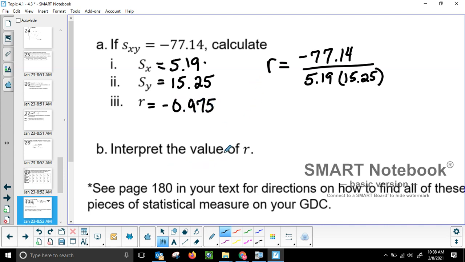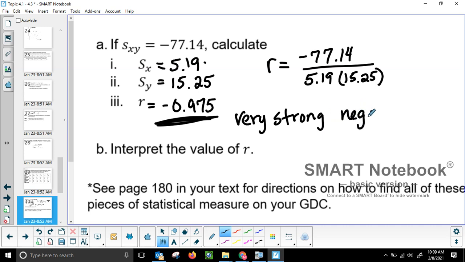It tells us to interpret the value of R. Remember, our R possibilities go from -1 to 1. The closer to -1, the closer you are to a perfect negative correlation. The closer to +1, the closer you are to a perfect positive correlation. This is very close to -1, so this is a very strong negative correlation.